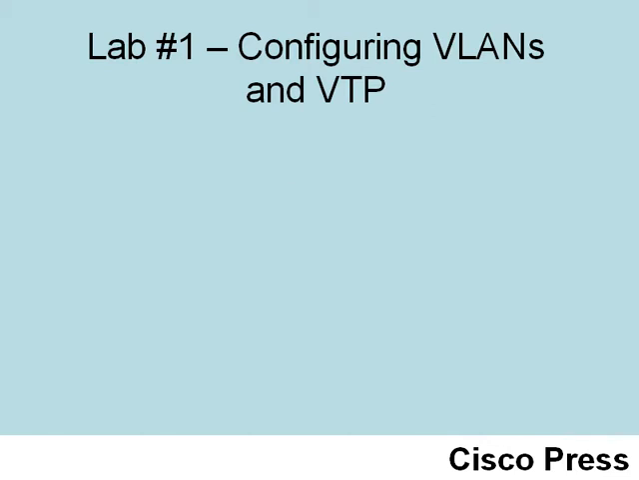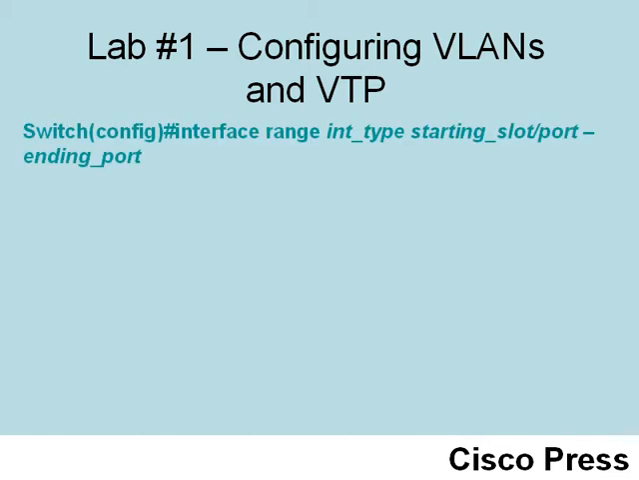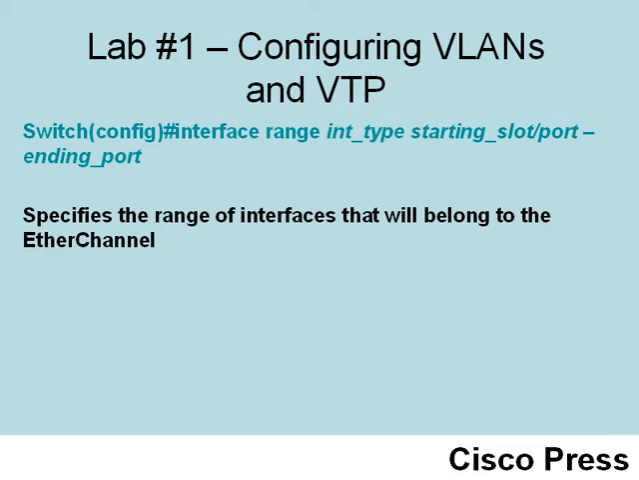Let's take a look at the syntax we're going to use to accomplish that. In global configuration mode, we're going to say interface range, and we can specify a range of interfaces. We say what the interface type is, such as Gigabit Ethernet or Fast Ethernet. We give the starting slot/port identifier. We give a space, and that's critical. We give a hyphen and then another space, followed by the ending port on that slot. For example, we could say something like interface space range space gig space 0/9 space hyphen space 10. That takes us into interface range configuration mode.